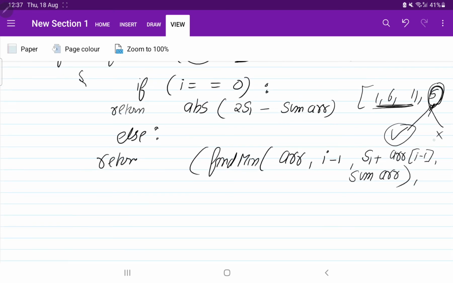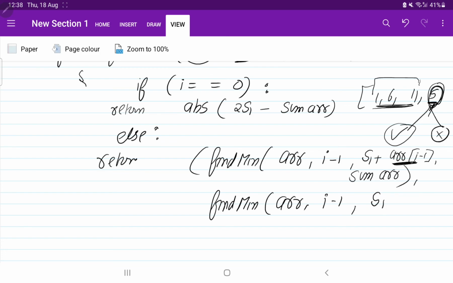Suppose we are leaving the element, so we need to call this function again by passing the array. If we are not selecting this 5 for the first subset, it means the size of the array will be decreased because we have I minus 1 elements now. If you are not going to add it into the first subset, S1 will not change. If you select the element, we add its value. If we are not selecting it, S1 will be as it is and sum of array will be as it is.